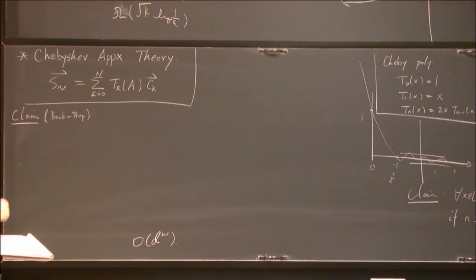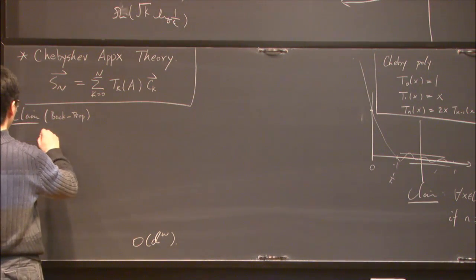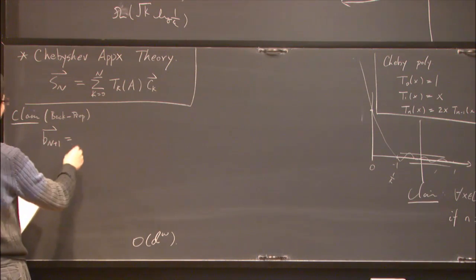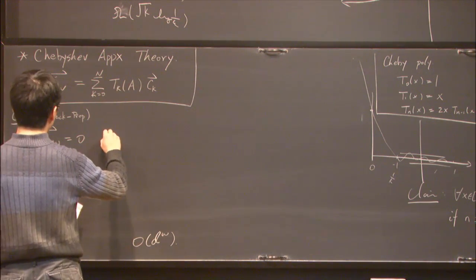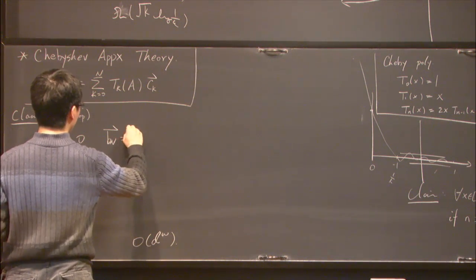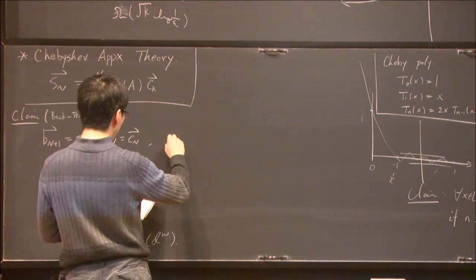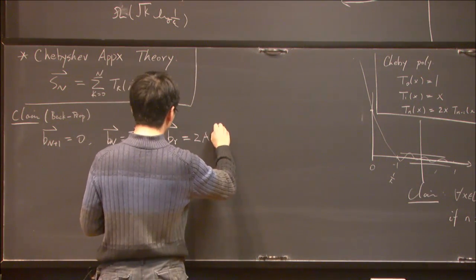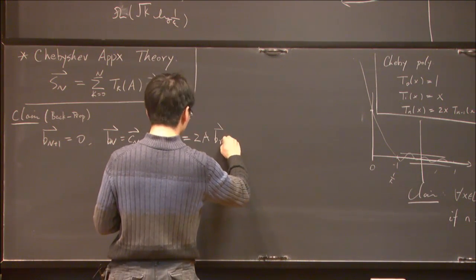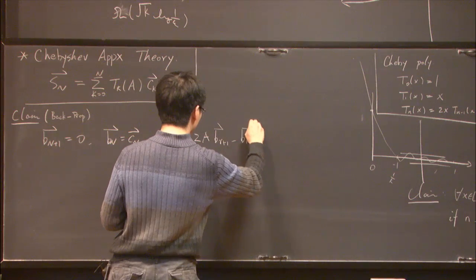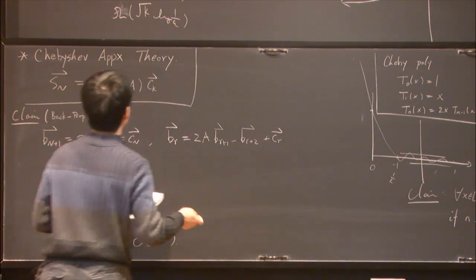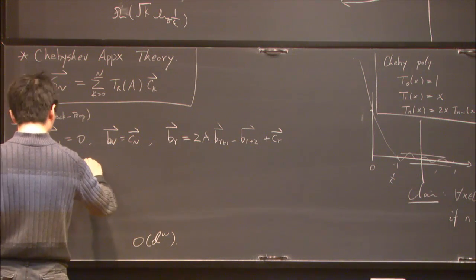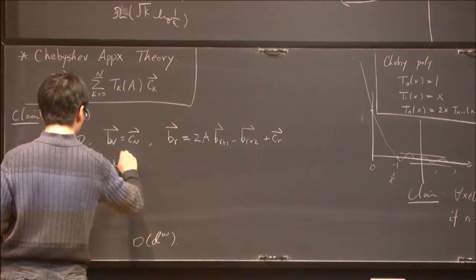Backprop. This is not new. This is not by us. It says that if we first compute, in a backward manner, a different sequence of b, and we set b_{n+1} to be 0 and b_n to be c_n, and then we do the following recursion, say b_r equals 2 times matrix A times b_{r+1} minus b_{r+2} plus c_r, then it satisfies that S_n equals b_0 minus M times b_1.